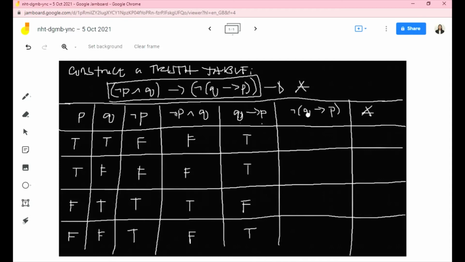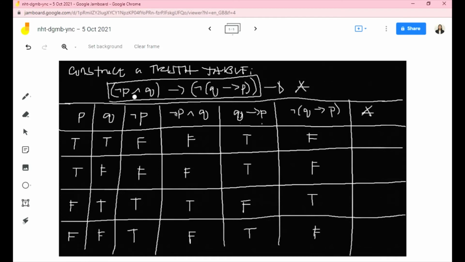Now let's have not Q implies P. So the negation of this entire column. Negation of T, that is false. T, that's false. False, that becomes true. True, that becomes false.